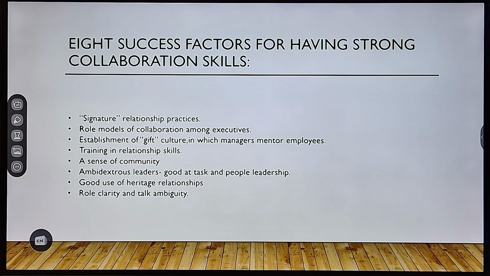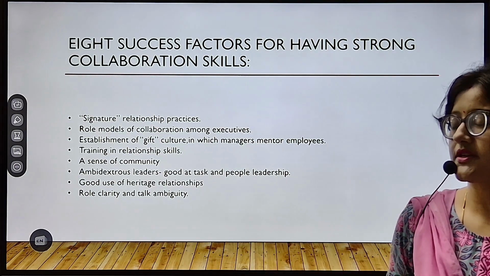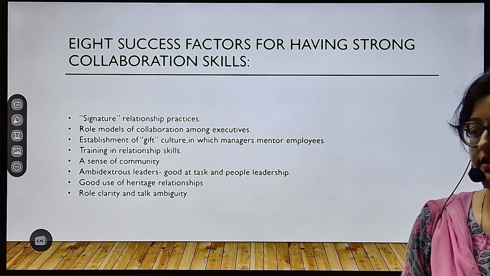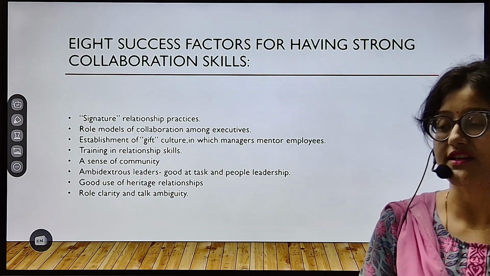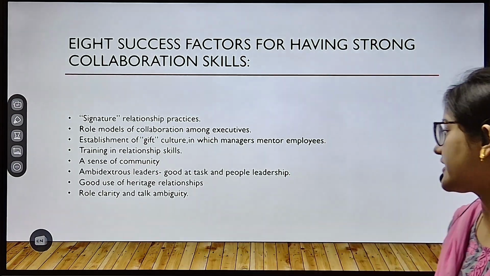Understood? Next is your role clarity and task ambiguity. Role clarity is that everyone must know their particular job role. They should know what task they have to perform, what task they are assigned, and task ambiguity means?